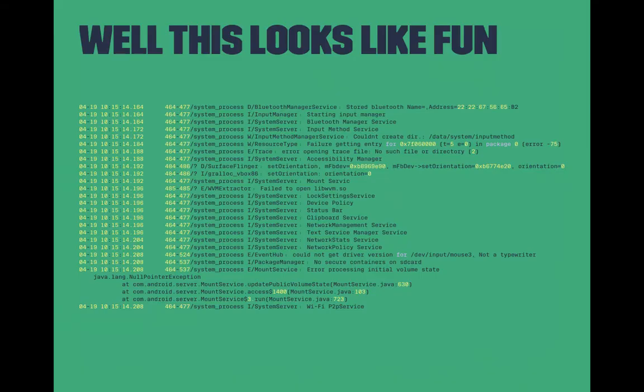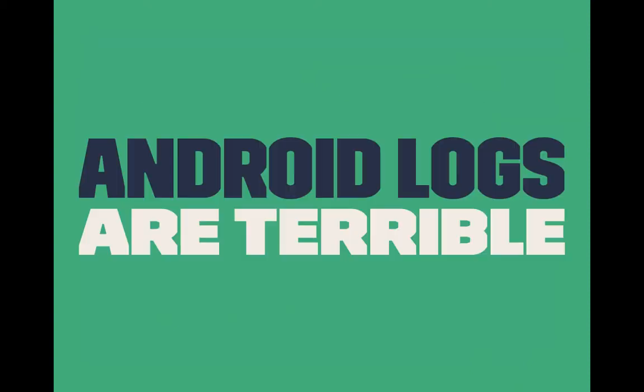So let's talk about this. What is this right here? This is log output from Android. And we can see here we have a bunch of different things happening from the system process. Then we can come all the way down to a null pointer exception on a mount service. See, the thing is, Android logs are not really that great, unless you're formatting them accordingly. But even that's kind of a pain in the butt.